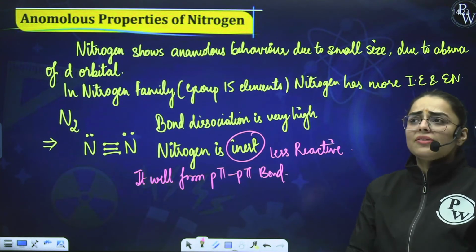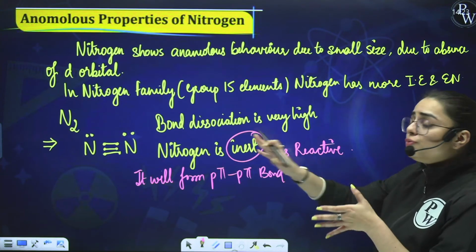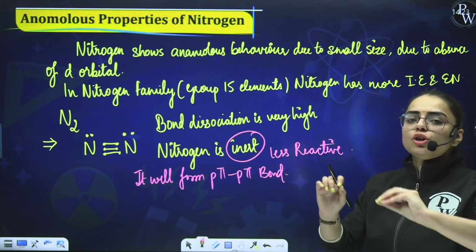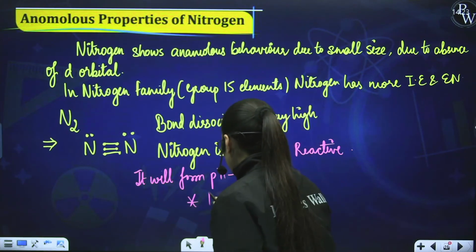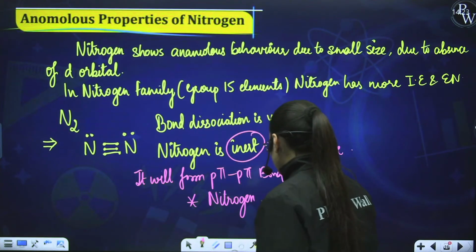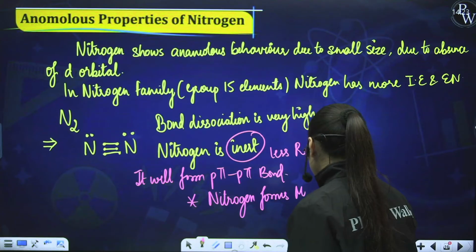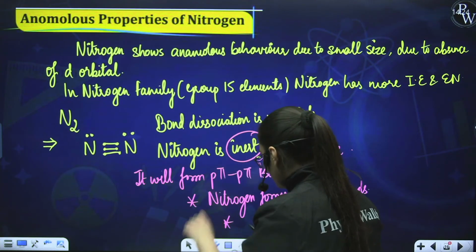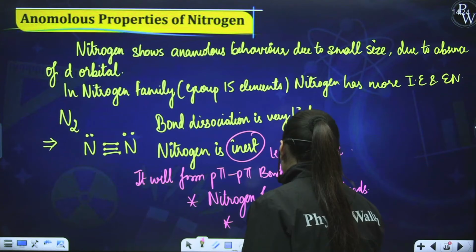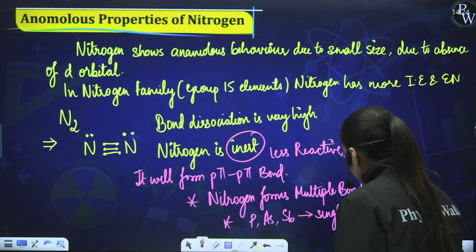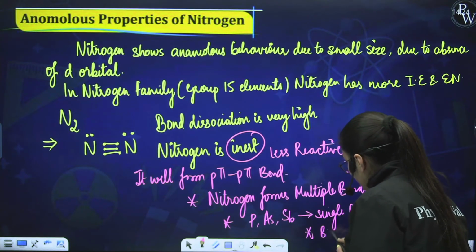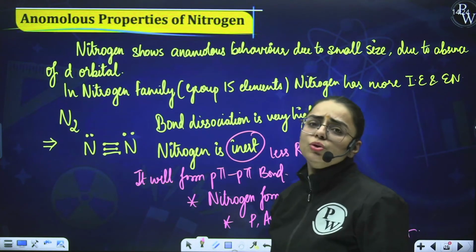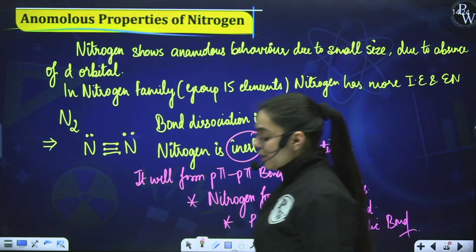And if I talk more about nitrogen and the other elements, nitrogen has the capacity to form multiple bonds. But phosphorus, arsenic, antimony will form single bonds. And bismuth will form metallic bond. These are the various characteristics that you need to know with regard to the anomalous properties of nitrogen.